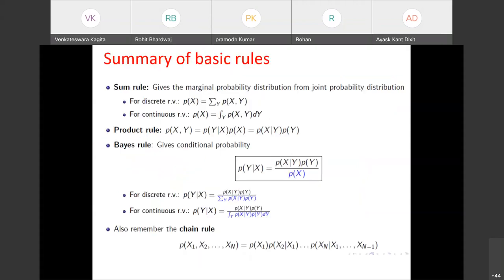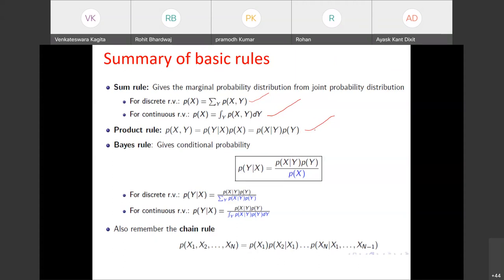Right, so to summarize the basic rules that we have discussed so far, we have discussed the sum rule, which is the marginal probability distribution: for the discrete case, probability of x is equivalent to the sum over y of probability of x comma y, and for the continuous case, probability of x is the integral over y of probability of x comma y dy. We have also discussed the product rule, which is probability of x comma y equal to probability of x times probability of y given x, or probability of y times probability of x given y.